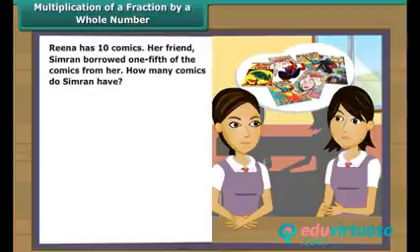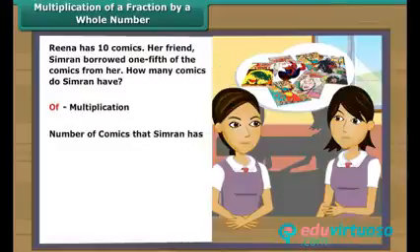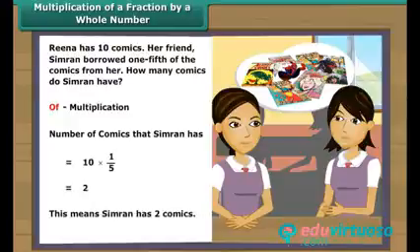Reena has 10 comics. Her friend Simran borrowed 1/5 of the comics from her. How many comics does Simran have? Friends, remember of means multiplication? Thus Simran has 1/5 of 10 comics, which means 1/5 multiplied by 10, which is equal to 2. This means Simran has 2 comics.